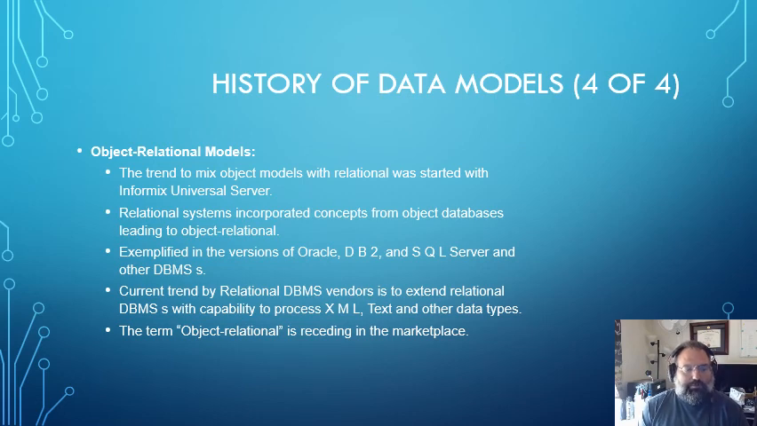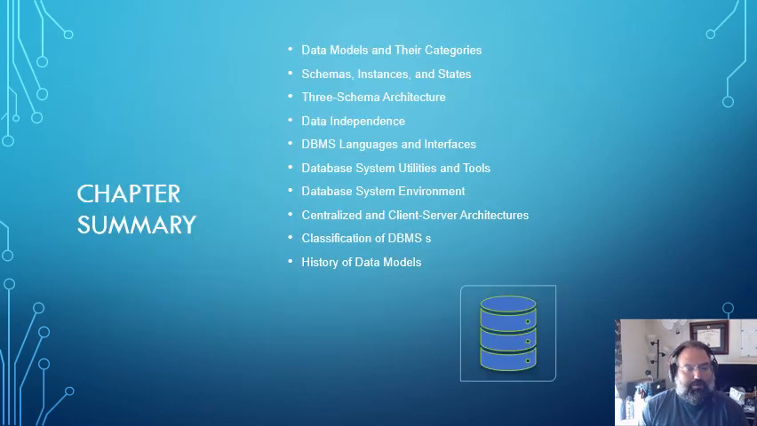Object relational models tend to mix object models with relational. It started with Informix Universal Server. Relational systems incorporated concepts from object databases, leading to object relational models, exemplified in the versions of Oracle, DB2, SQL Server, and other database management systems. The current trend by relational DBMS vendors is to extend relational database management systems with capabilities to process XML text and other data types. Object relational is receding in the marketplace. We don't necessarily hear it nearly as much.